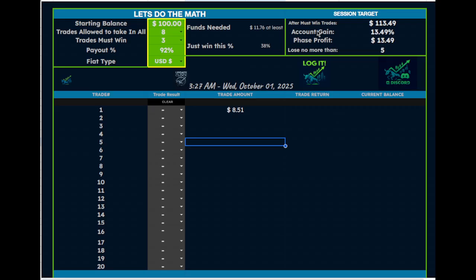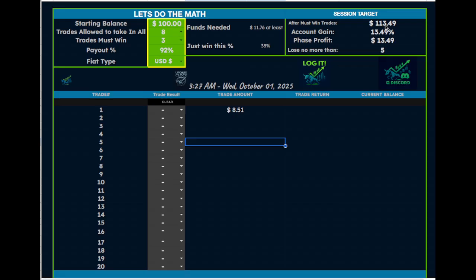So, back up here under session target, after must win trades, that is basically telling you how much you will have in your final balance after you win your 3 trades. Okay? That's all that's saying. So after these next 3 wins, you will have $113.49. Please do not quote me on this. Sometimes it might be off by a penny or two.